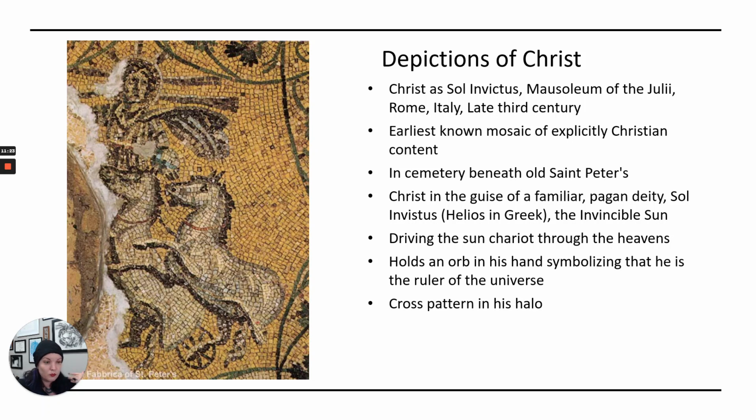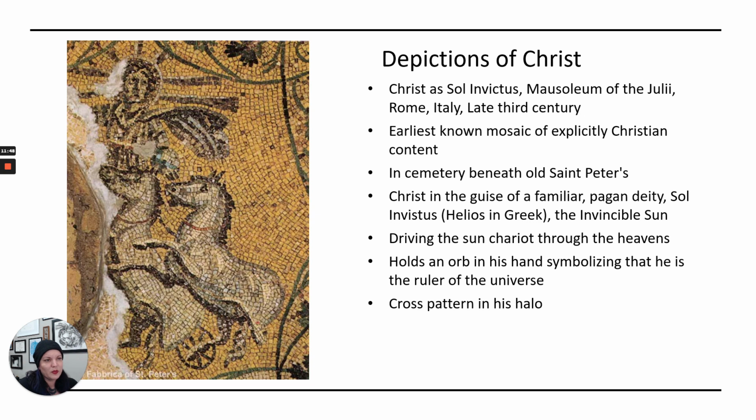Because the Virgin Mary has a halo, saints have halos, angels have halos, so there are different Christian figures that are shown with this halo later. But Christ is the only one who has the cruciform halo, and it kind of comes from these early depictions where he's depicted as the sun god. This is in an old mausoleum underneath St. Peter's.